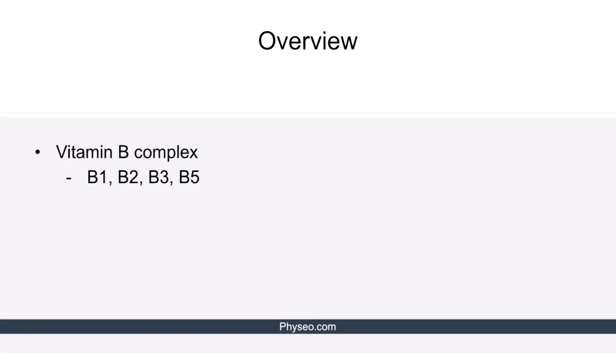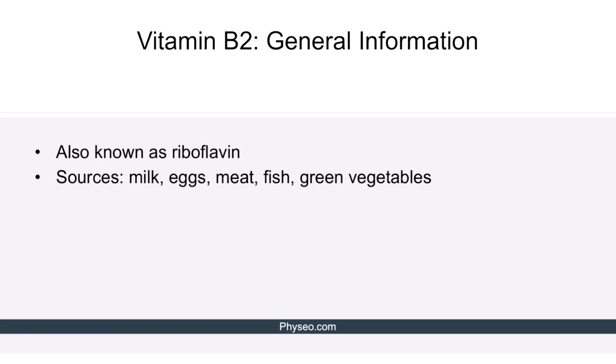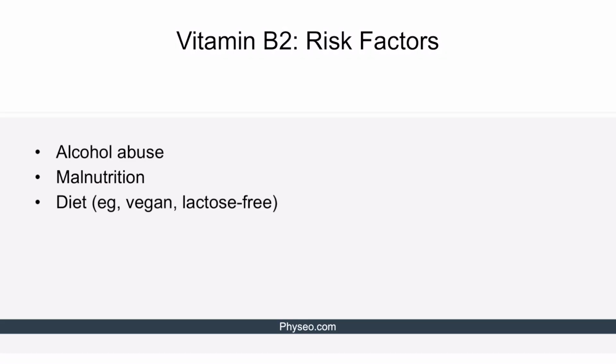Now that we're done with vitamin B1, let's continue with vitamin B2. Vitamin B2 is also known as riboflavin. It can be found in milk, eggs, meat, fish, and green vegetables. Vitamin B2 deficiency is common in patients who are alcohol users, patients with malnutrition, and those with restrictive diets that avoid dairy, such as vegan or lactose-free diets, since dairy is a great source of vitamin B2.